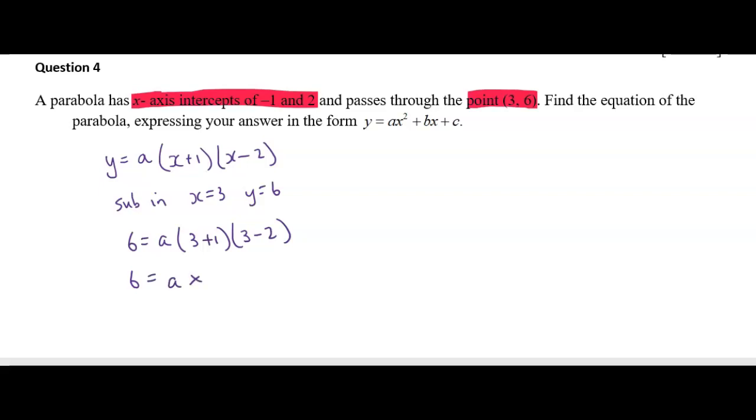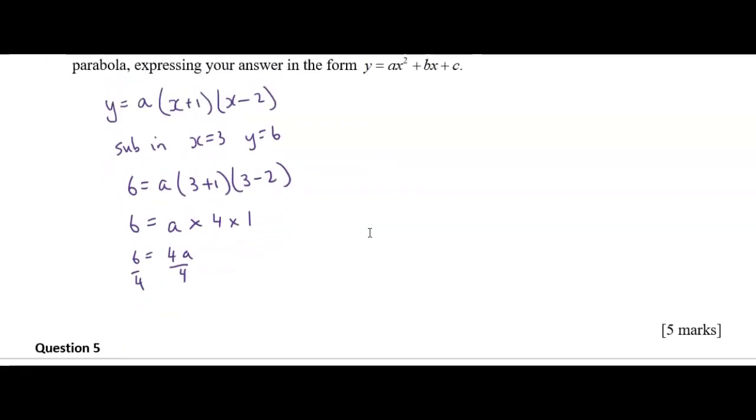Okay, so 3 plus 1 is 4, 3 minus 2 is 1. So I've got 6 equals 4a, divide both sides by 4. How much space have I got down here? All right, I've got enough space to write the value of a. So a equals 6 over 4, which can be simplified to 3 over 2.